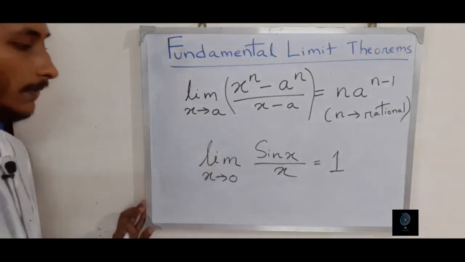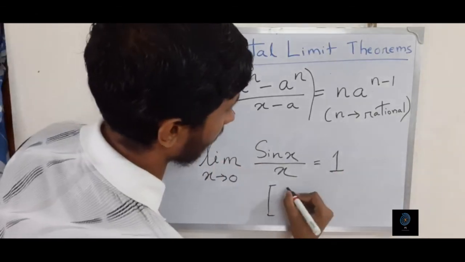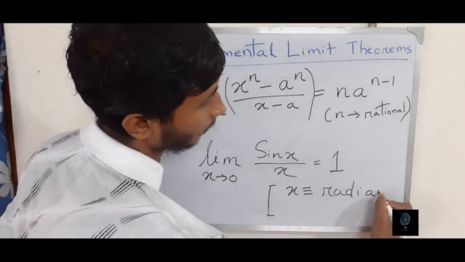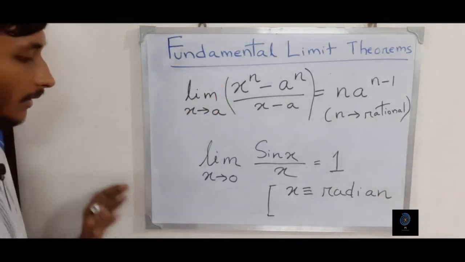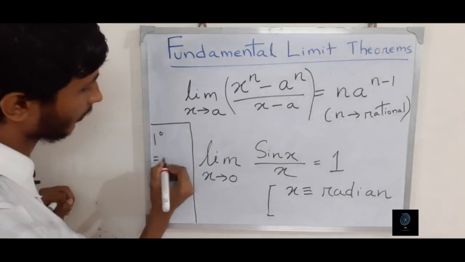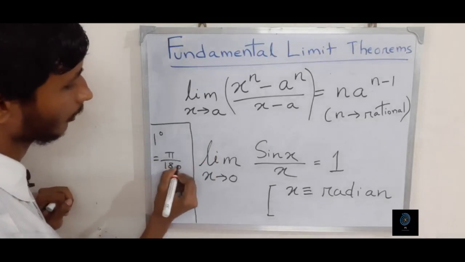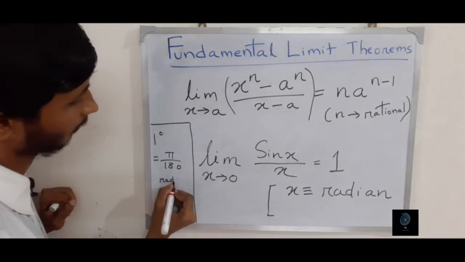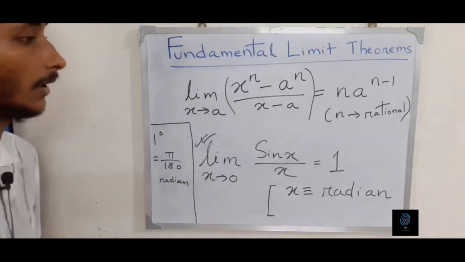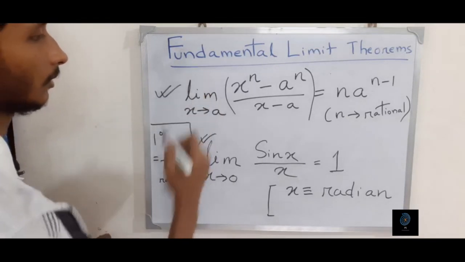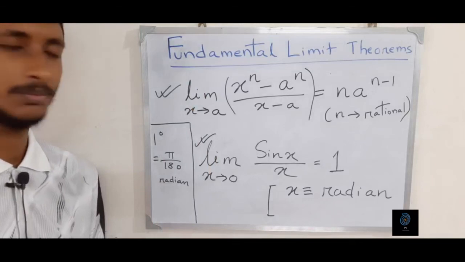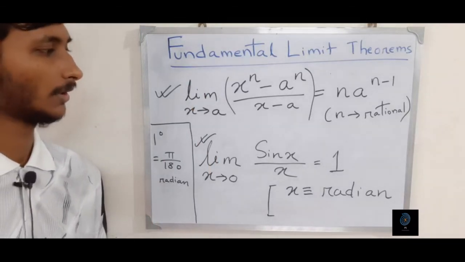In this formula, always remember that x is measured in radian and not in degree. For degree and radian, I can state the relation between them, that is 1 degree equal to pi by 180 radian. This is a very important formula. We will do a lot of problems with this, so remember these two formulas. The proofs are not in your scope for the time being. If I get time, I will do the proofs for you.